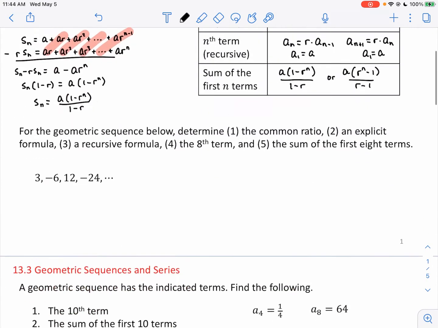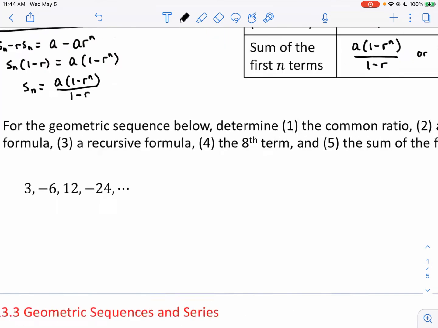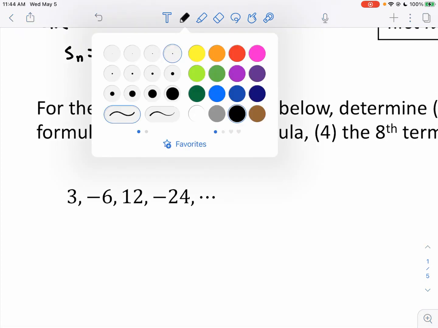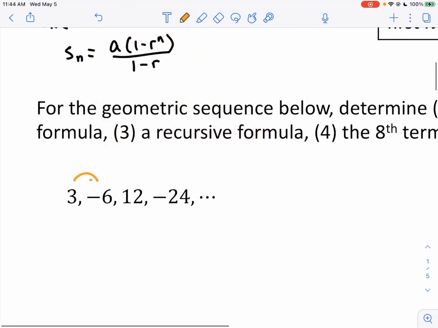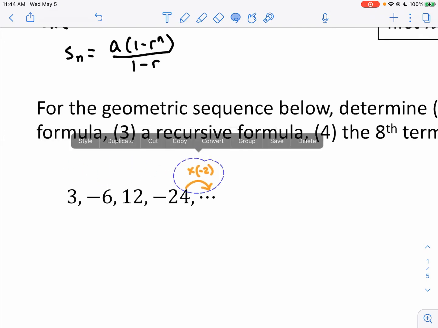Now, for the geometric sequence below, determine 1, the common ratio, 2, an explicit formula, 3, a recursive formula, 4, the 8th term, and 5, the sum of the first 8 terms. All right, so the common ratio will be the number that we multiply to go from term to term. And you can see that we are multiplying by a negative 2. That is not x minus 2, by the way. That's times a negative 2. And that is consistent to go from term to term. We keep multiplying by a negative 2.